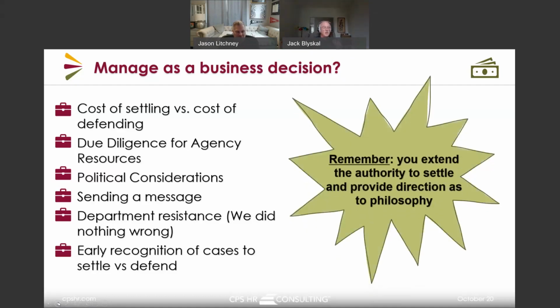Remember, you extend the authority to settle and provide direction as to philosophy. It's not the attorney, it's not anyone else, it's you in risk management, or however you're structured, whoever that person is. You may have to get that authority from your board or some other person in your organization, but the attorney does not have that authority without you granting it to them.